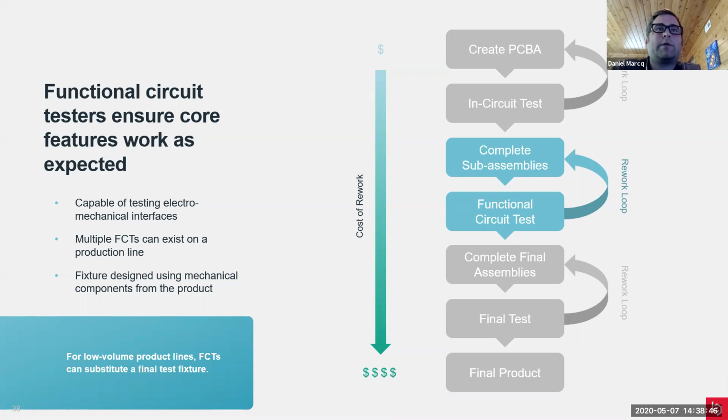As you can imagine, with things getting more complex, especially with mechanicals meshing with electrical components, it's always good to have that pit stop to make sure that it's still going well before you finish up. And again, it's all about labor rates. You want to keep your labor rates as low as you can. And then in many cases, if you have a low volume product line, this is probably the fit for your final test.